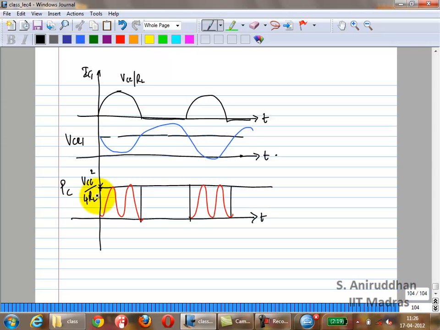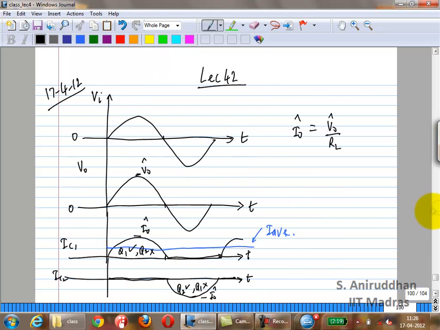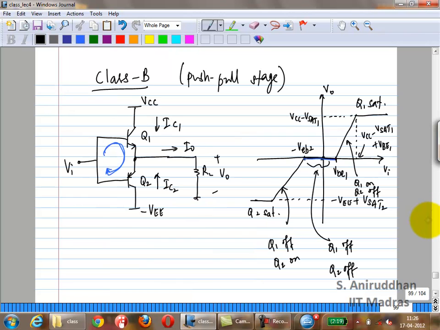Okay? Now let's go back to this. So this dead band. The size of the dead band, this is also called crossover distortion. Right? Because right when the input voltage crosses over from negative to positive, you get distortion there because you have no gain. Right?